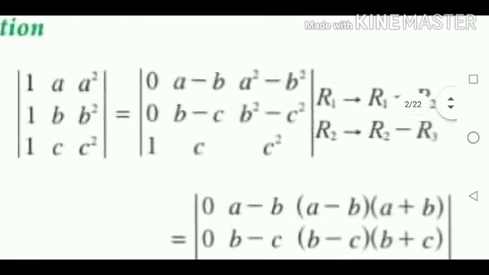Here what is the value of row 1? 1 a square. Second row is 1 b square. So 1 minus 1 you are getting 0. Then first row minus second row, therefore a minus b. Then a square minus b square. That is the value of the first row. That is, subtracting the first row and second row, I am getting the first row.